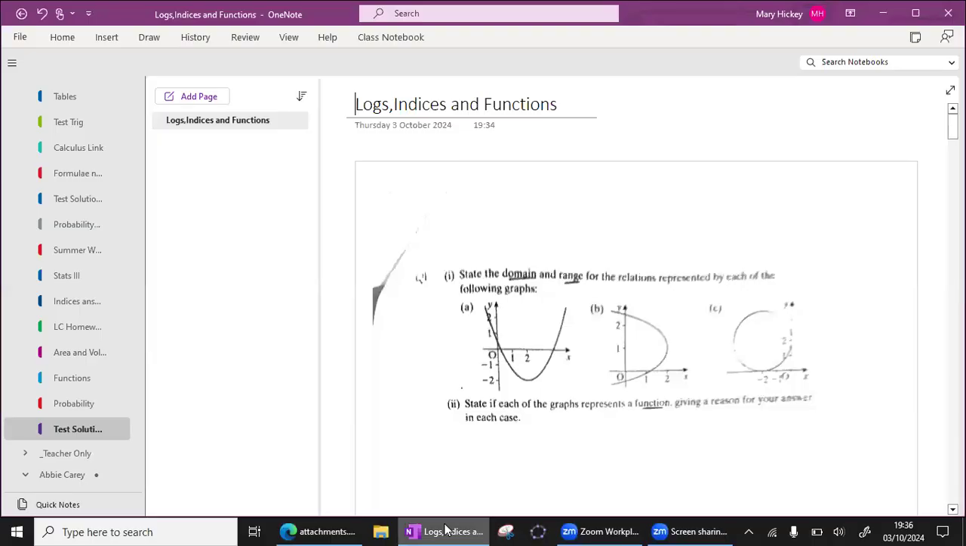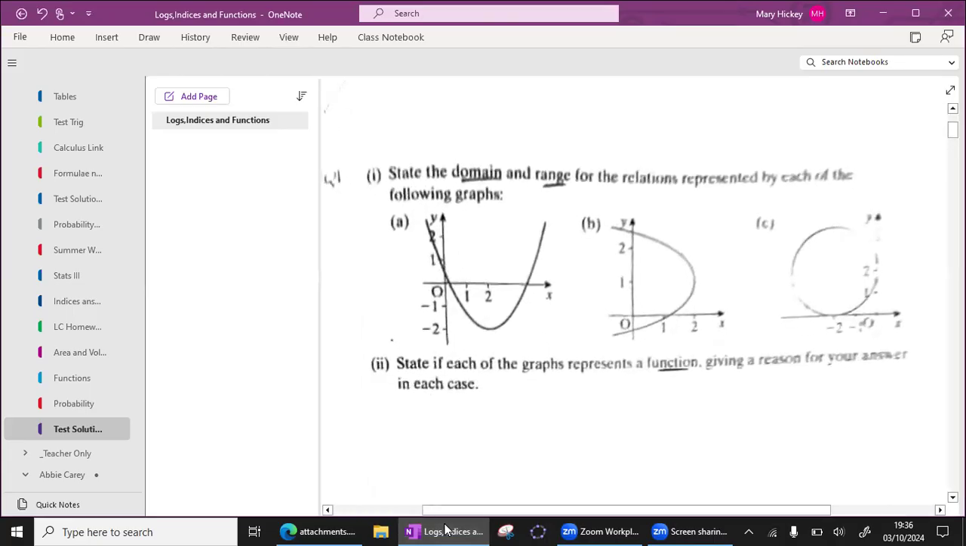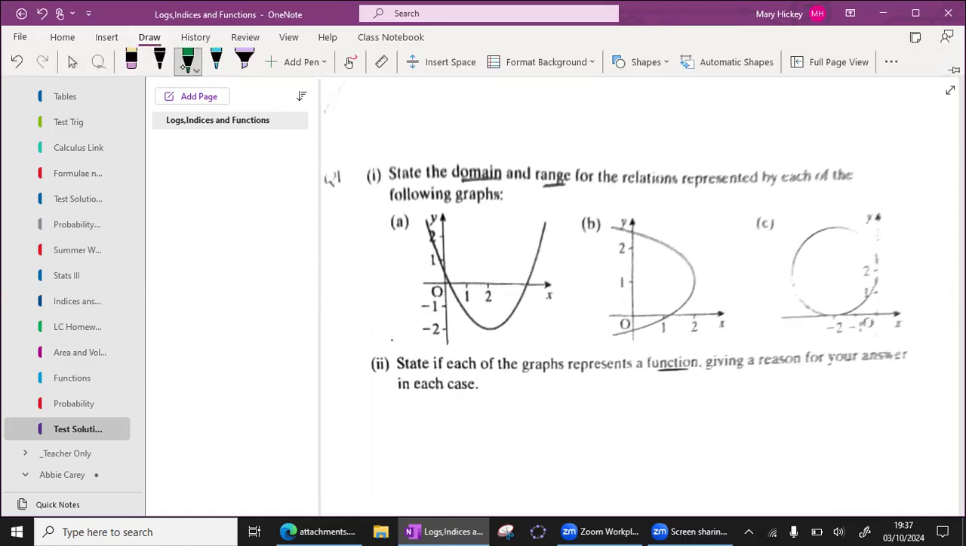Okay, so here are the solutions of the test, guys. Let's look at the first question. This was worth 15 marks, 5 each. State the domain and the range for the relations presented by each of the following graphs. And then you are to state whether each of the graphs represents a function, giving a reason for your answer. So we're going to start off with the domain and range.